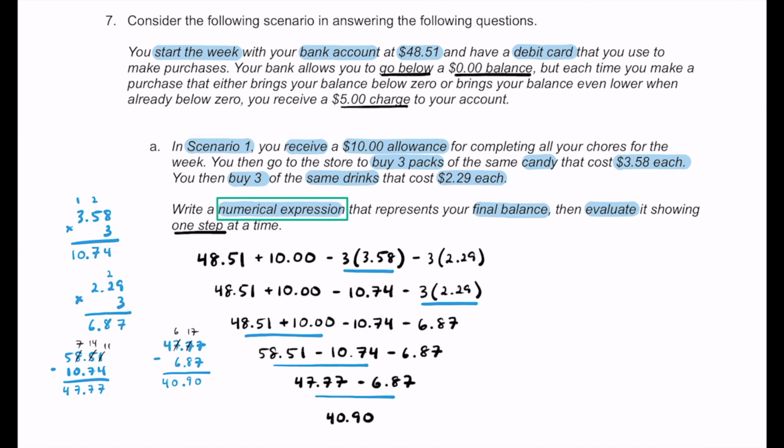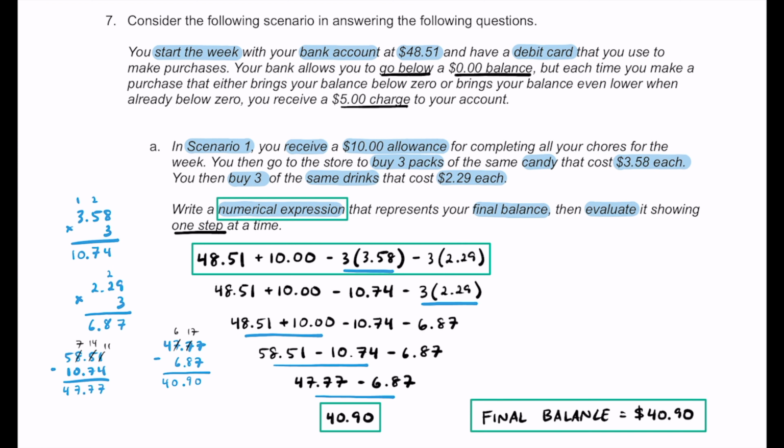So the problem asked to write a numerical expression, and this numerical expression right here represented the situation pretty well. And this 40.90 at the very end here let us know that the final balance of the account is going to be $40.90.